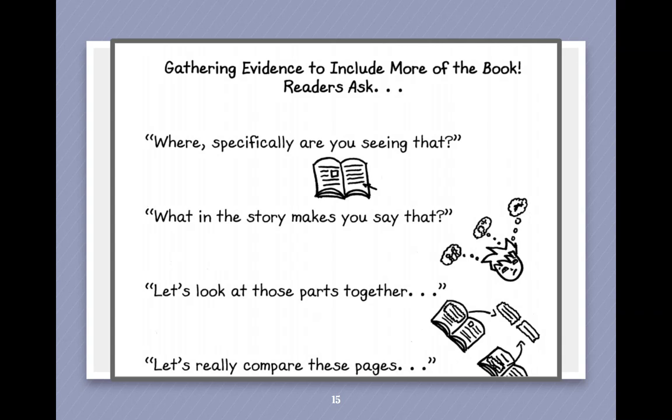These are really good things to say to your book club members, especially if you're just typing out questions and typing responses to each other. These are good sentence starters to say to each other.